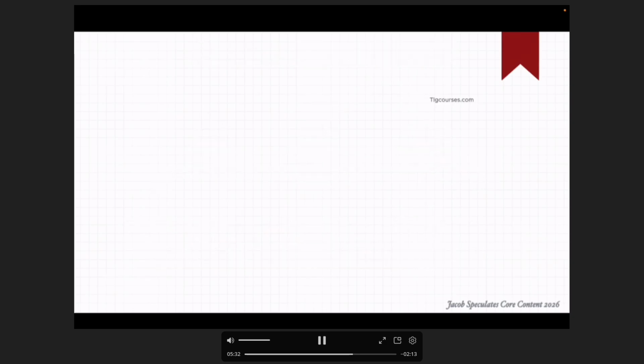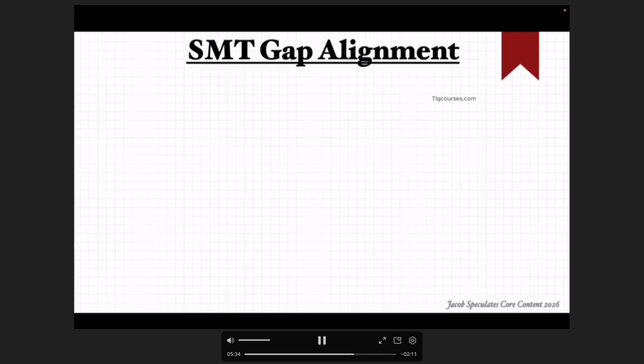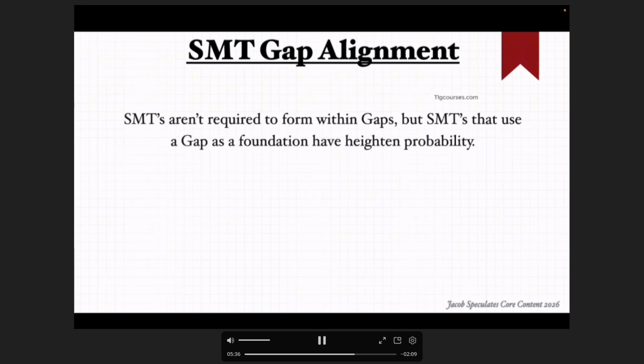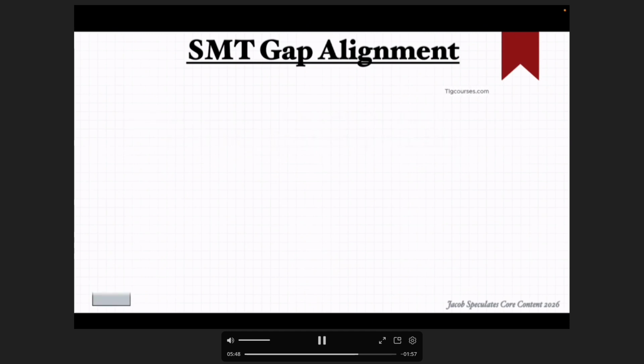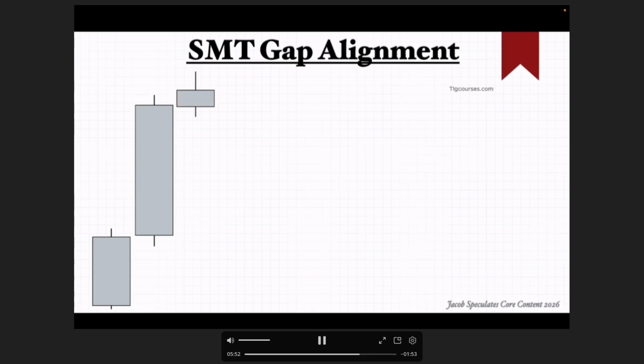All right, so now moving on with SMT gap alignment. SMTs aren't required to form within gaps, but SMTs that use a gap as a foundation have heightened probability. So looking at the diagram, let's say price took its course on the higher time frame and left a higher time frame gap. That higher time frame gap can set up the foundation for a lower time frame setup or a lower time frame sequential SMT.